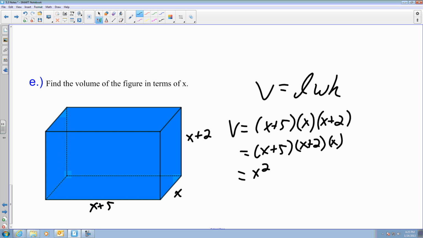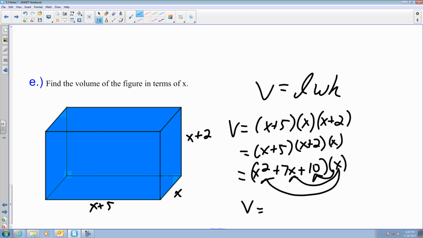I got x squared plus 7x plus 10. And now I have this x here, so now I'm going to just distribute this x to all of these values, which then leaves me with volume equals x cubed plus 7x squared plus 10x.